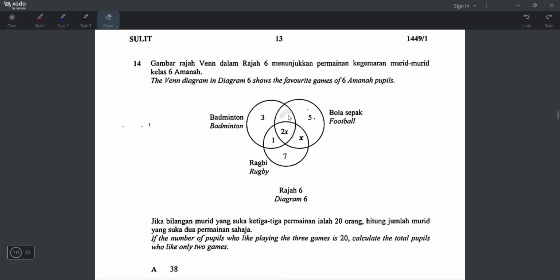Okay, I'm not sure why they never give the number here. Maybe they will give me later. I don't know, but it's okay. Let's talk about what's the three. Okay, the three is badminton only. And then five is football only. Okay, I have to mention the word only.